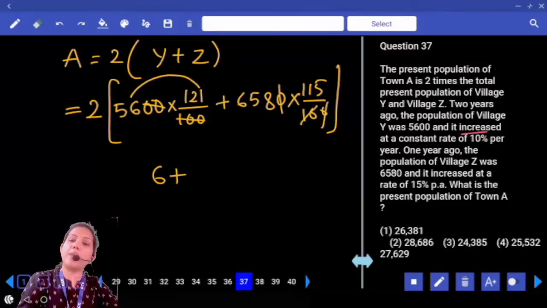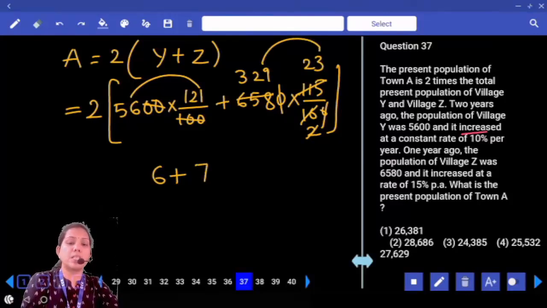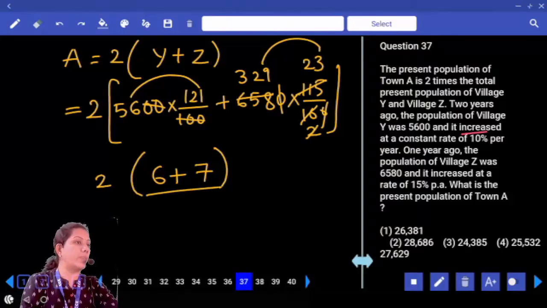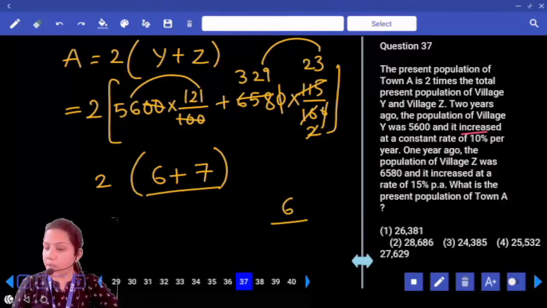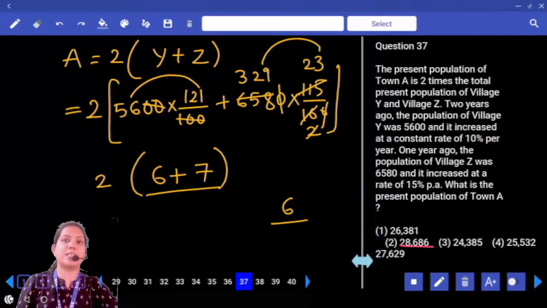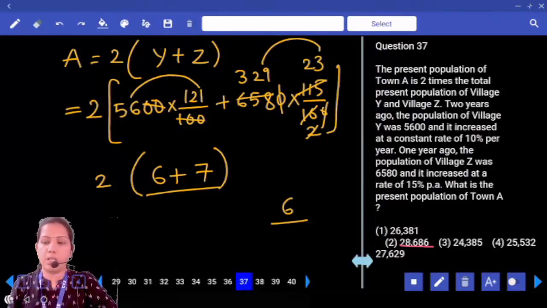Next, 5 table, 5 threes are 15, 2 table, 2 threes are 6, 2 nines are 18. What is 9 into 3? 27. 6 plus 7, and 3 into 2. So the answer must end with 6. How many options end with 6? Only one. Second option, 28,686, is the answer.